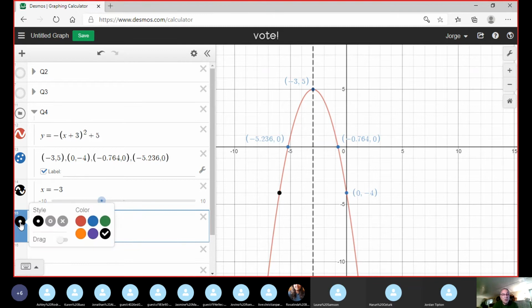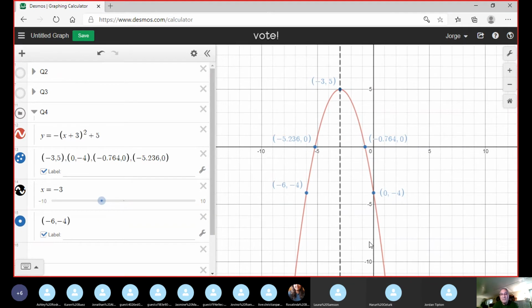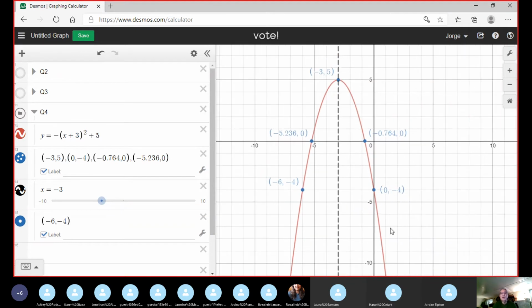I changed to blue color because any point I use in the blue color, I put a label exactly the same. This is my beautiful parabola. Any question? I have a total of 1, 2, 3, 4, 5 points. Axis of symmetry, opens down. Any question?